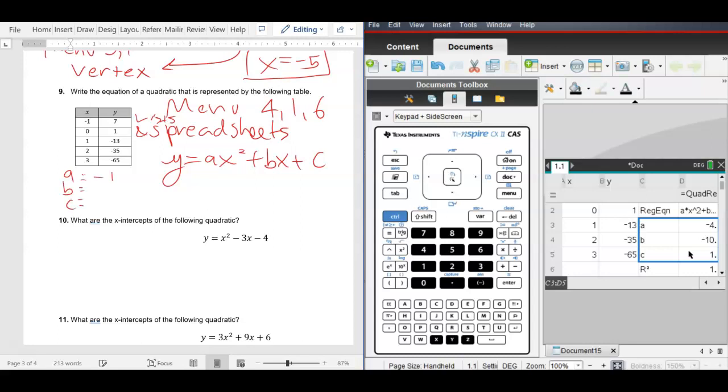A is negative 4 on the graph in calculator. B is negative 10, C is 1. So y equals negative 4x squared minus 10x plus 1. A, B, C. Cool.